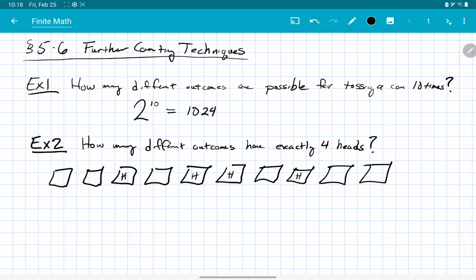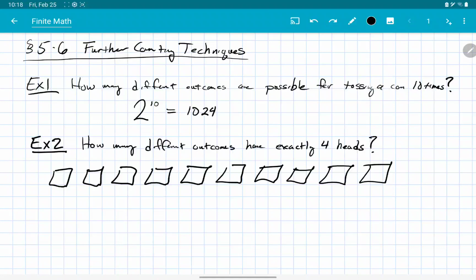Right? But, right, I could pick any 4 boxes. There's a different outcome. I have 4 heads there, and then the rest are tails. Right? Okay, so now that I've thought about that and seen some examples, now what's the way to systematically count this? Does anyone see what we have here? What am I choosing to do?